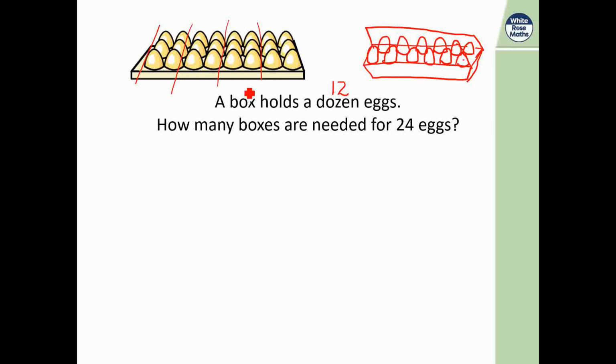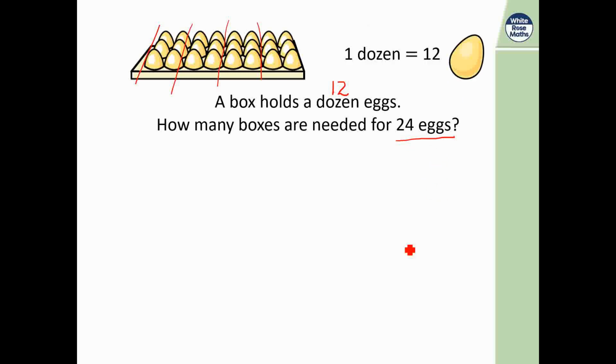They've confused you by drawing 24. This is my box of 12 eggs, and they want 24 eggs. They want to get 24 eggs. So how many of these boxes do I need? 2. So I need to buy 2 of these if I need 24 eggs, if I'm having an omelette party or something like that, pancake party.